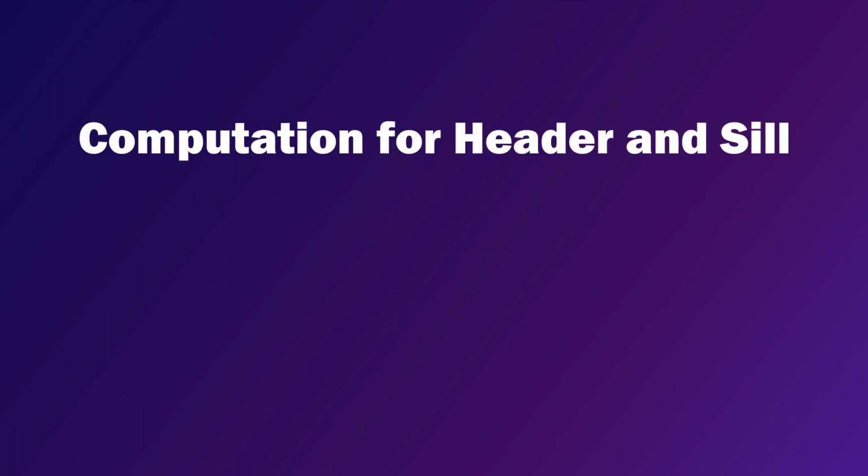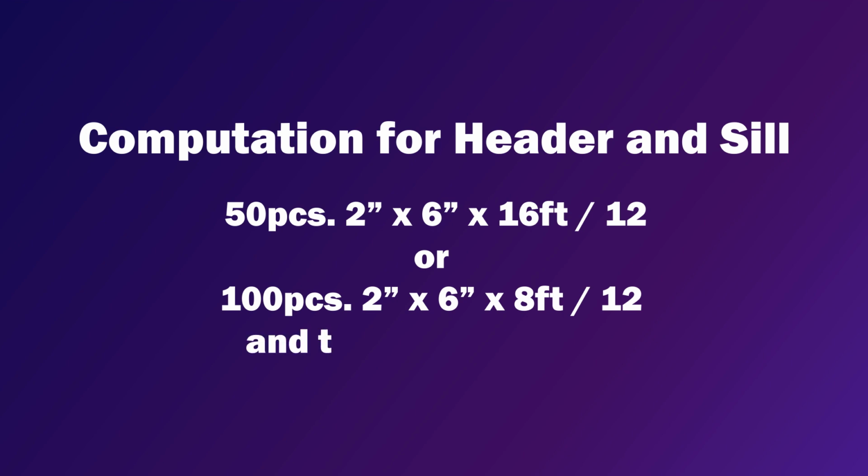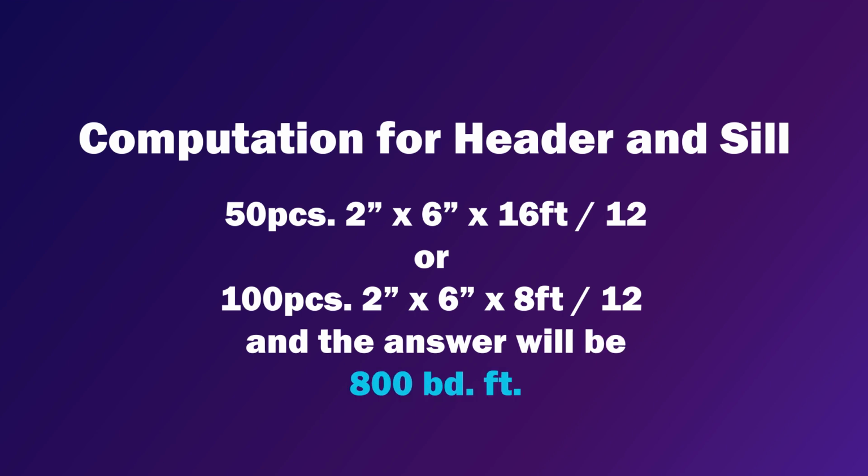Next is the computation for header and sill. The procedure of computing the header and sill is still the same as what we did on the jamb. Just multiply them all and divide by 12 to get the answer. You can use these 50 pieces multiplied by 2 inches times 6 inches times 16 feet divided by 12, or 100 pieces since we are computing for header and sill, 100 pieces multiplied by 2 inches times 6 inches times 8 feet divided by 12, and the answer will be 800 board feet.